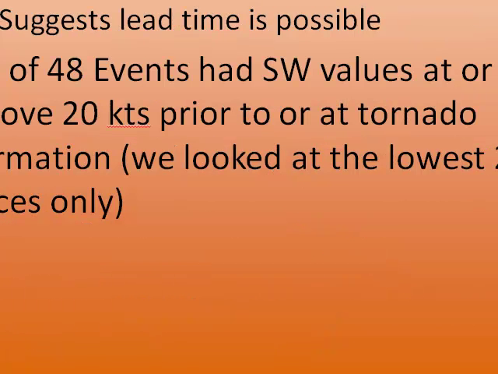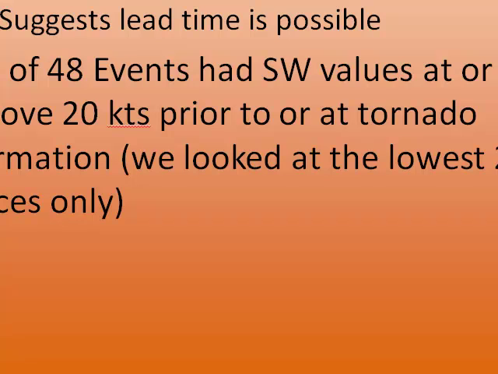What else did we find? Well, we found that in 38 out of the 48 cases, we could trace the circulation back at least 4 volume scans prior to the tornado. So that's looking at anywhere from 12 to 15, 20 minutes before the tornado occurred, there was a sign of circulation. Remember, again, most storms rotate, but it's the degree of the rotation that's important and the depth of the rotation.